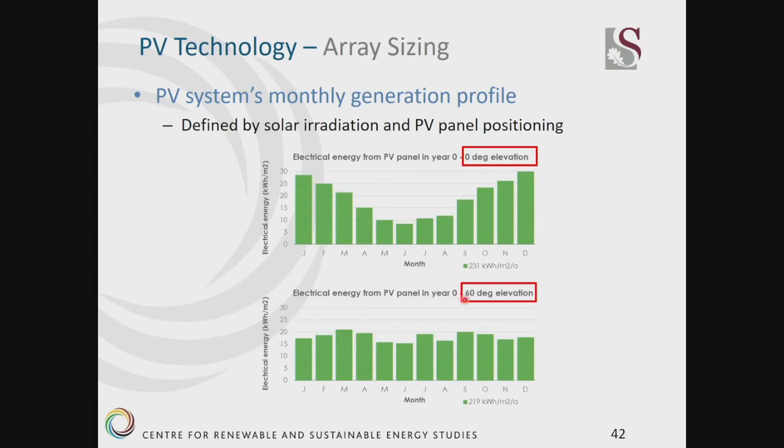If we increase the tilt angle to 60 degrees elevation, we will see that in summer generation is now lower, but in winter we have more generation. So an optimal angle to get the best annual yield would be equal to the latitude of your location.